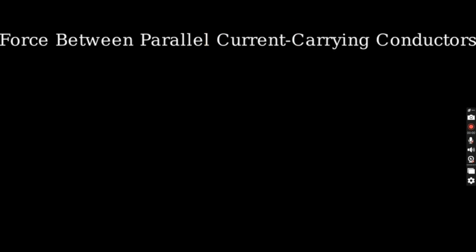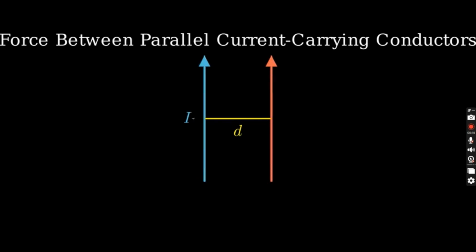Today we'll derive the expression for the force between two parallel current-carrying conductors and use this to define the ampere. Let's start by considering two long parallel conductors separated by a distance d. The first conductor carries current I1 flowing upward, and the second conductor carries current I2 also flowing upward. When currents flow in the same direction, the conductors experience an attractive force.